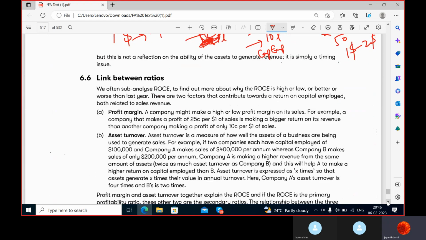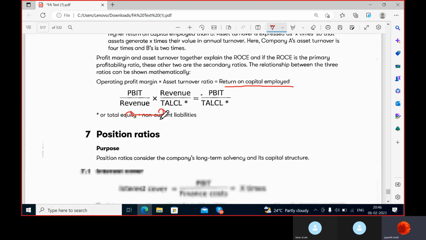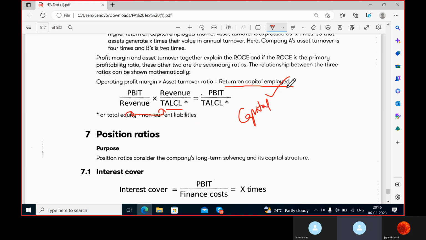Now we should understand some links. The links are very simple. You can find out ROCE in this way even. How? See, first of all, to do a business, you want what? Please tell me. Capital. So that capital has to be employed. Am I right? So now you are employing the capital in the business.